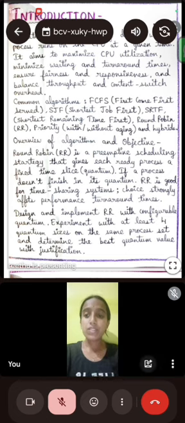Each process gets a fixed time slice called the time quantum, after which the CPU is preempted and the process is placed at the end of the ready queue if it has not finished. The choice of quantum is critical: a quantum too small leads to excessive context switching overhead, while too large a quantum causes poor responsiveness and makes the CPU behave more like a non-preemptive scheduler.